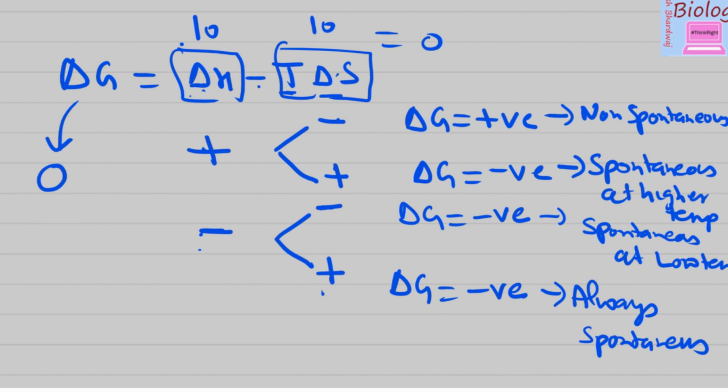This can happen only in one condition, when the reaction has reached chemical equilibrium. So when the reaction has reached equilibrium, then the value of delta G is 0. You have to remember, in any reaction, if it has attained the equilibrium state, then the value of delta G is going to be 0.